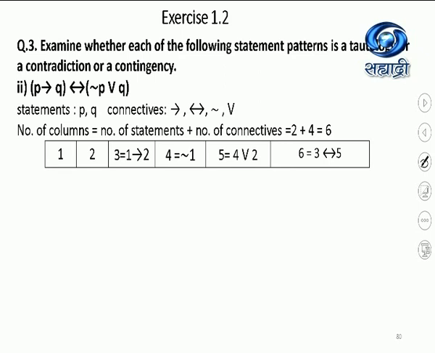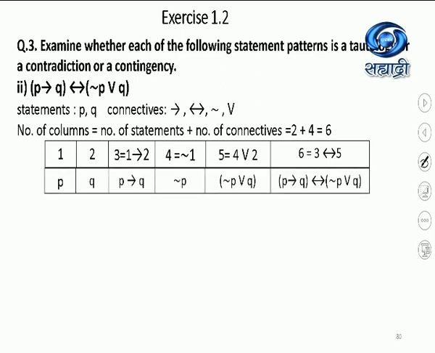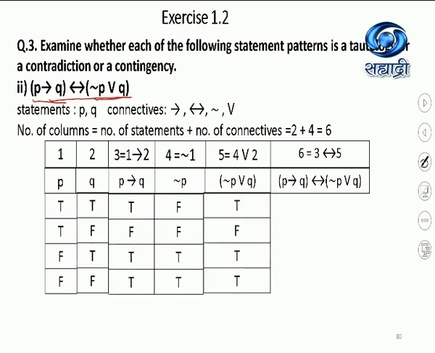So columns in the truth table will be 2 statements and 4 connectives, that is 6 columns. Out of which the first 2 will go for the 2 statements P, Q. The third column, obviously from the left hand side you have to start, is the bracket P implies Q. Then go to the right hand side bracket, which is negation P, and then negation P or Q, and the last column is for the entire statement pattern. That's all. Now we put the values of P, Q. Now I will enter all the columns and see what happens.